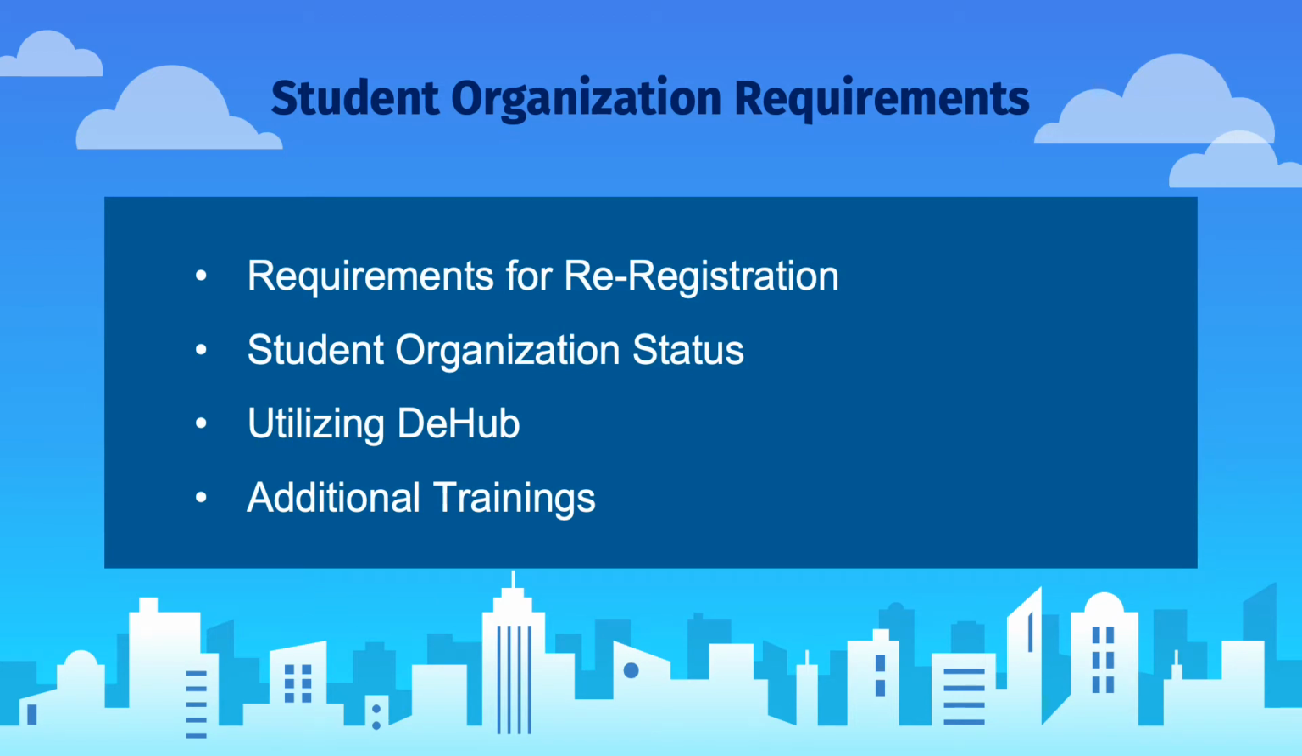As a student organization, there are a variety of requirements that you must meet and maintain throughout the academic year. During this portion of the training, we will review the requirements you must meet to re-register your group, what the status of groups allows you to accomplish, how to utilize DHub, our student organization platform, and the additional trainings that will be required later this summer and fall that will address event and funding specifics.